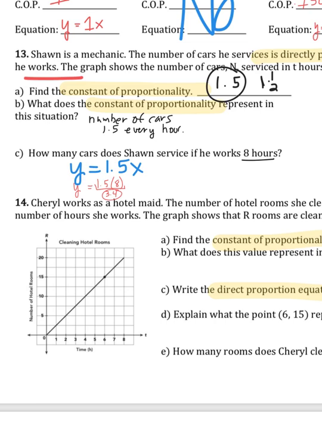wait a minute, what did I do wrong here? It's not 3.4. What am I thinking? Hold on. 1.5 times 8 is 12. So how many cars would he service if he worked 8 hours? 12 cars. He'd service 12 cars in 8 hours.